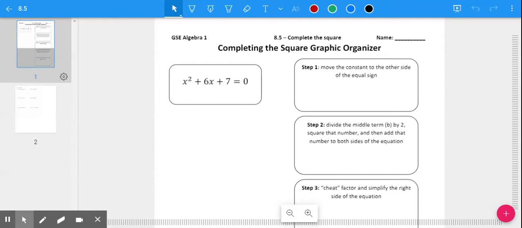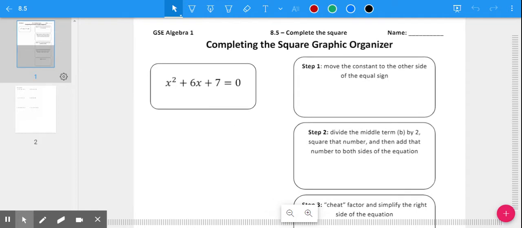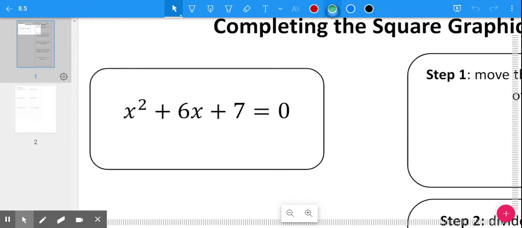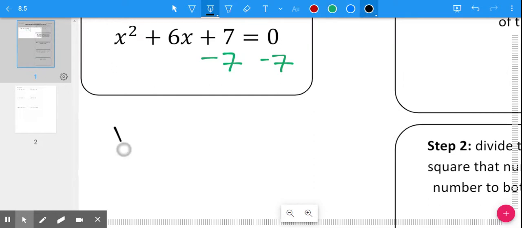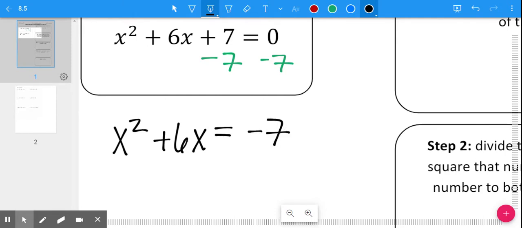So this is the next section of completing the square, 8.5. This is completing the square in order to solve an equation. The first step says move the constant to the other side of the equal sign. That constant is the plus 7. The way you move a plus 7 is subtract 7. And that leaves us with x squared plus 6x equals negative 7.